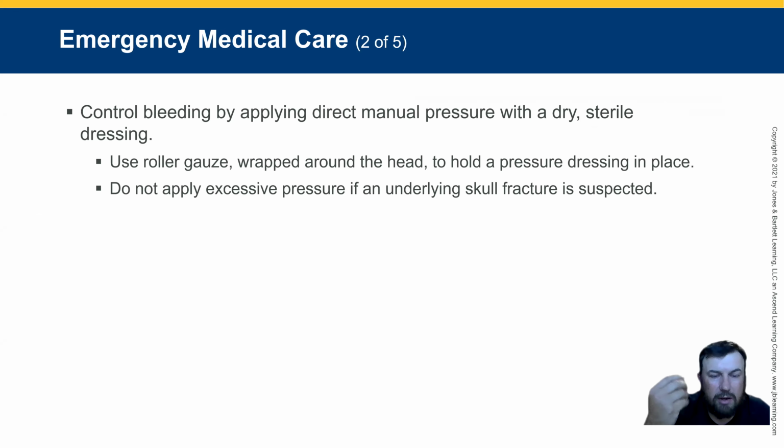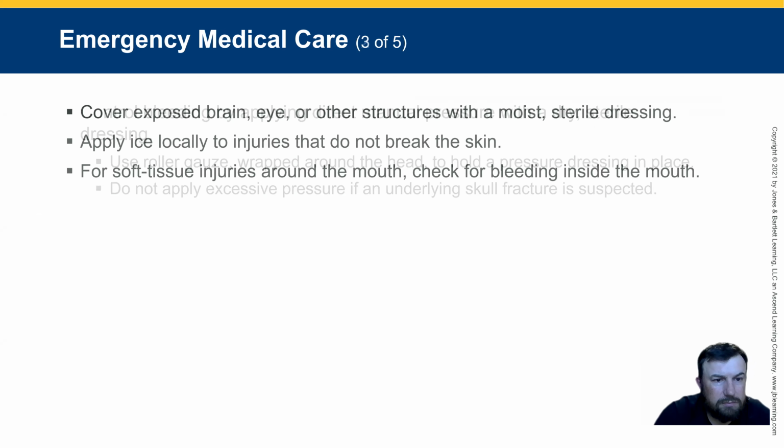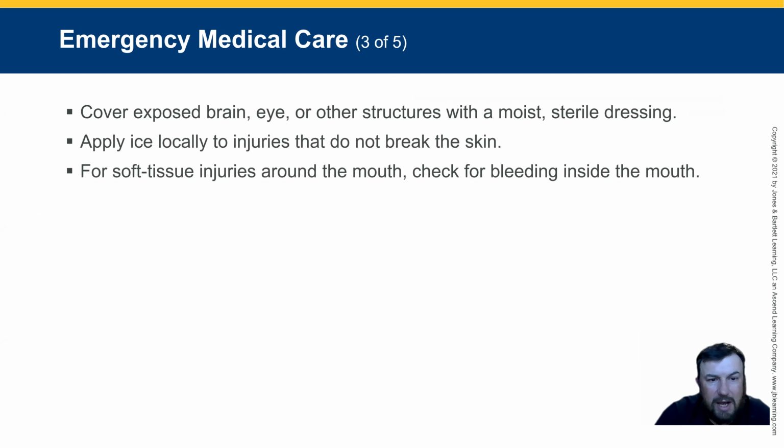We don't want it pouring out, but it bleeding a little bit is fine because if we just stop the pressure and the bleed is still taking place inside, where's that pressure going? It could be going against the brain. So instead, we use moderate pressure and let it bleed a little bit. That way, we're not pressuring up inside our cranium. Cover exposed brain, eye, or other structures with moist sterile dressings. Apply ice locally to injuries that do not break the skin.